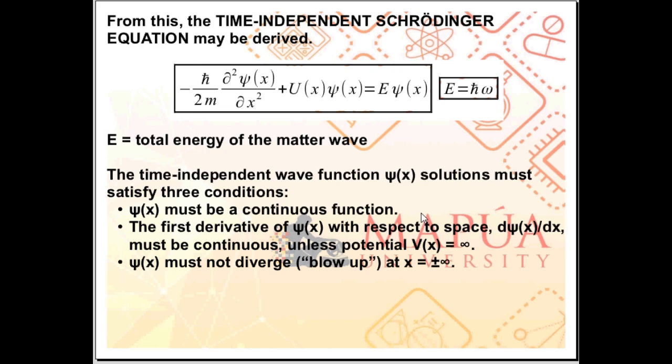The first derivative of psi with respect to space, that is with respect to x, so differentiation of psi with respect to x, must also be continuous unless the potential U of that region is infinite. And small psi must not diverge when x goes to infinity, either positive infinity or negative infinity.